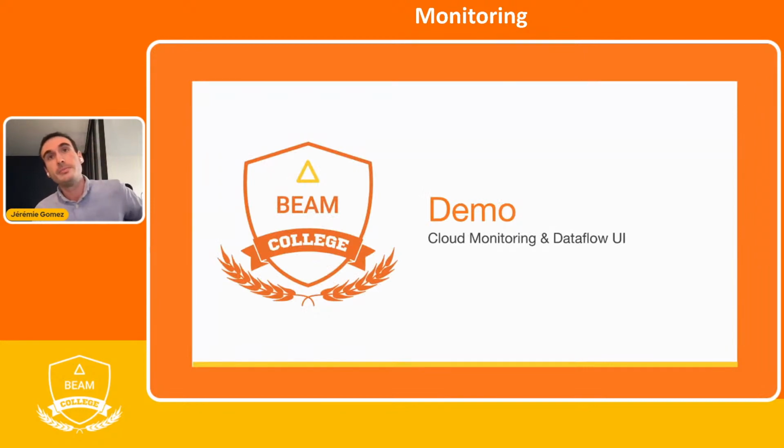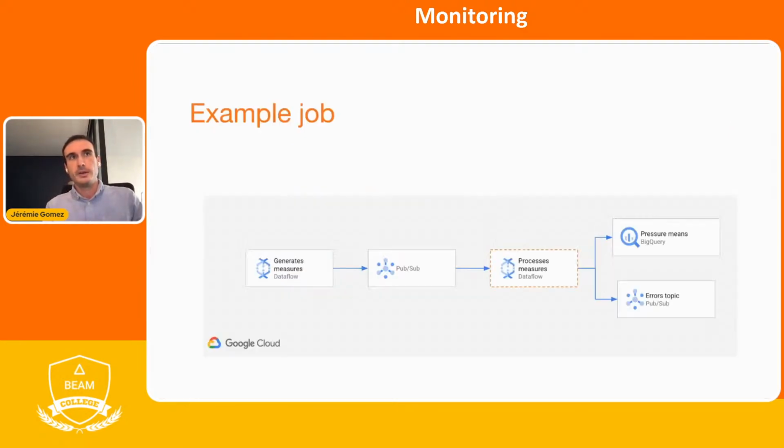Okay, so I'll show you both on the Cloud Monitoring and the Dataflow UI what you can do. It's just an introduction, of course, but it'll be useful. For this, I've created a Dataflow job, actually 2 Dataflow jobs. One on the left generates some measures. So you could imagine a factory, some robots in a factory that are creating cars, for instance. And they are sending messages, and in my case, messages about the pressure of the machines.